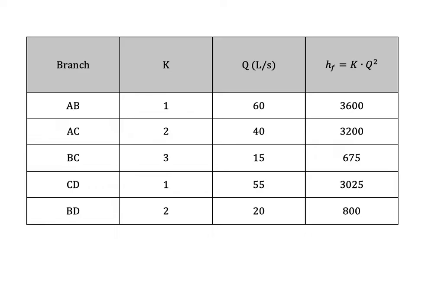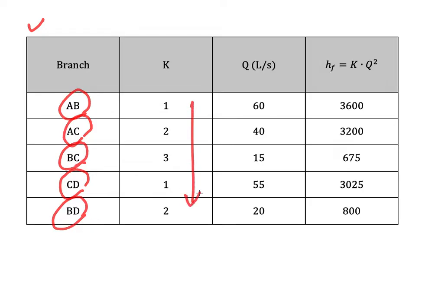Okay, so we create a table here. We know that the branches are AB, AC, BC, CD, and BD. We list down the value of K, and then we list down the predicted flow rate, and then we can calculate the losses here. So HF is equal to KQ squared. As in our example, we have a 40 here. So 40 times 40 is 1,600, and then we times 2 here, so we will get 3,200.